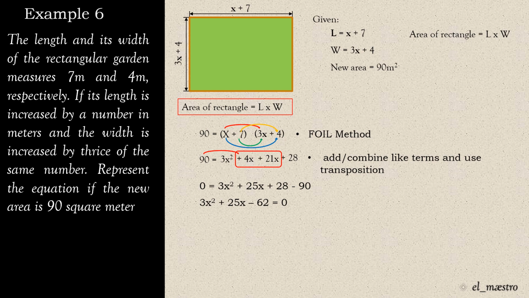Okay? So your equation now, class, is 3x squared plus 25x minus 62 is equal to 0. So na-represent na nato ang atong area sa atong rectangle. Okay? So therefore, the equation of the new area is 3x squared plus 25x minus 62 is equal to 0. Okay? So if you have mga question lang medyo nalibugan, you can, I know, class, watch and replay this video until such na makuha ninyo.